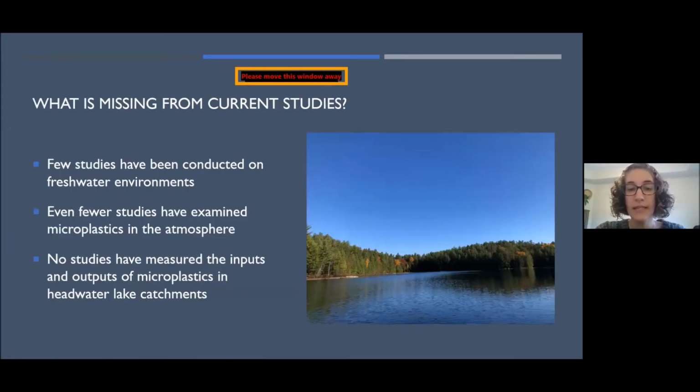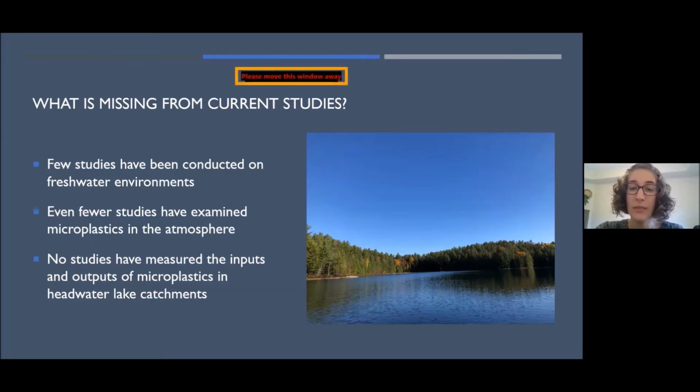The majority of studies on microplastics have focused on the marine environment. The few studies that have been conducted on freshwater environments have focused downstream of wastewater treatment plants or urban environments. Very few studies have been conducted on headwater lake catchments. Headwater lakes are lakes that only have rivers and streams flow into them, with no lakes upstream from them. They are the furthest most upstream body of water.